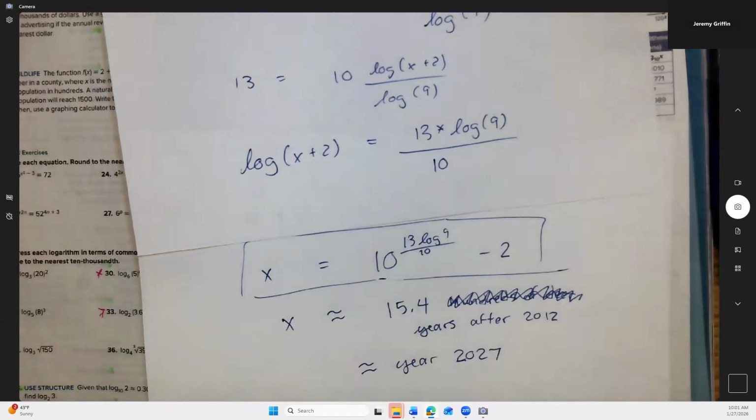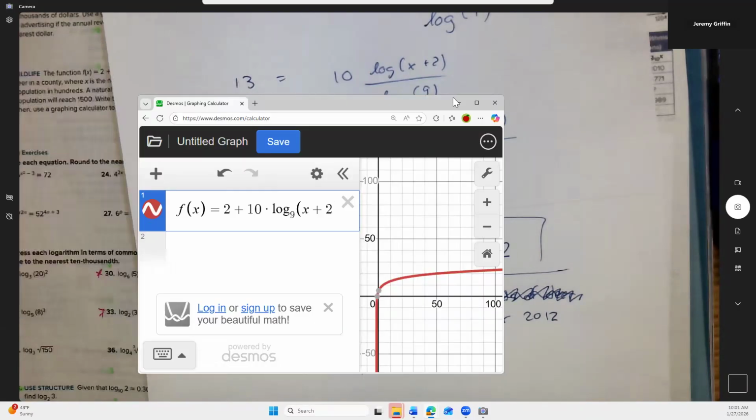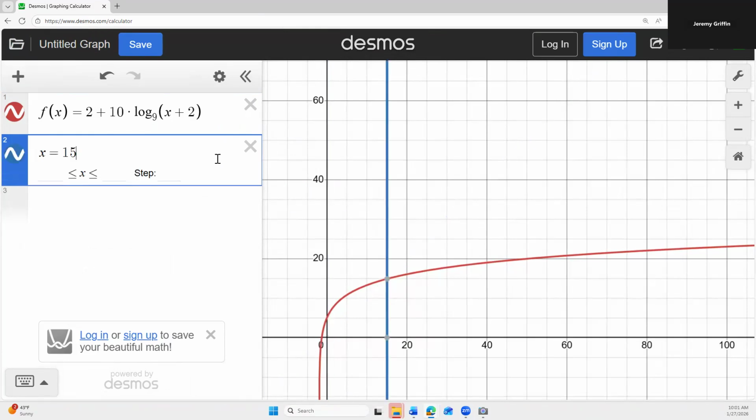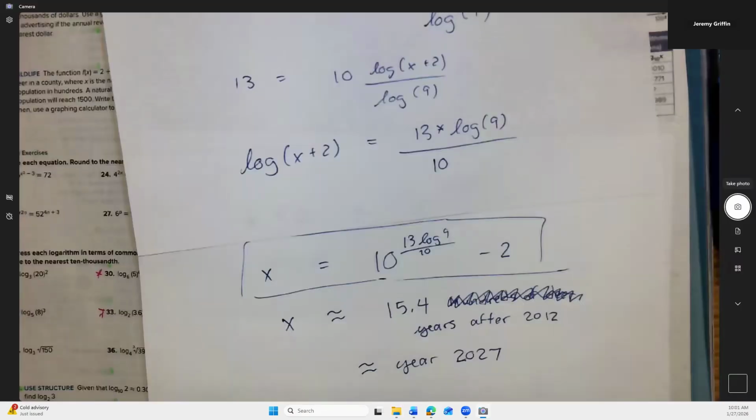Okay. Let's see. So it should show up as 15.4, right? Let me try that. Let's go x equals 15.4. Again, that's years after 2012, and that should correspond to a population of 1,500 deer. Isn't that true? This is in hundreds, so it should be about 15. It is. It's right there. It's that gray dot. That's exactly the coordinate I was looking for. And so math is working.